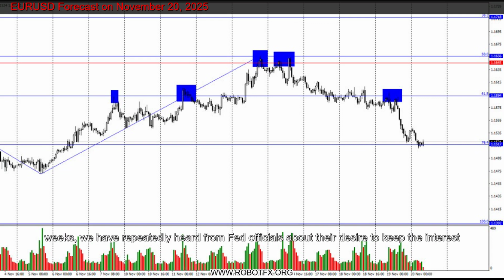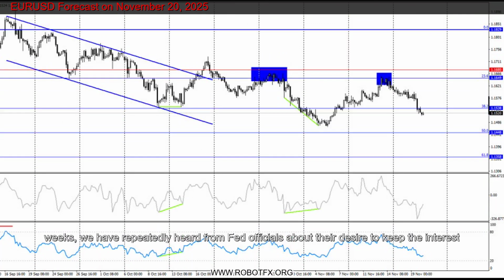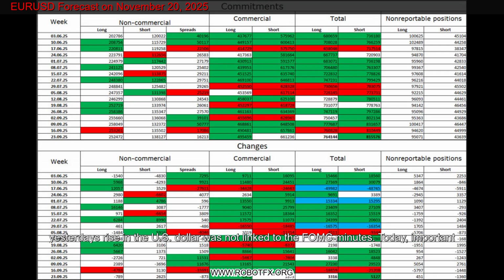Today, important US labor market, unemployment, and wage reports will be released. The direction the dollar moves today will depend on the values shown. Just another 60-70 points downward and the bearish trend will continue with renewed strength.